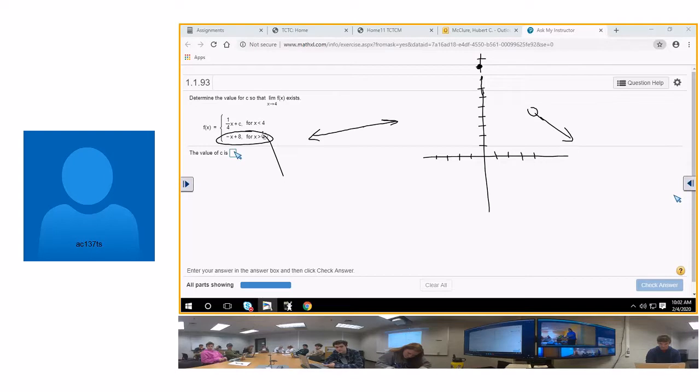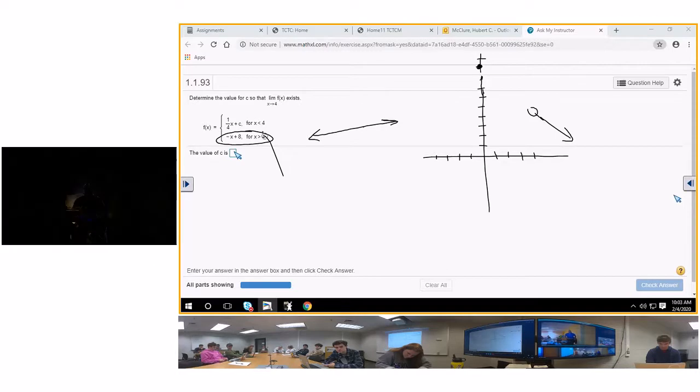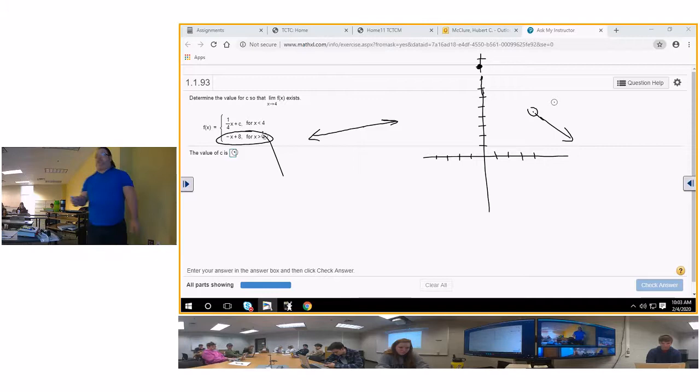So, what are you going to do here? Anybody got any suggestions? What is the value of c? It says determine the value for c so that the limit as x approaches 4 exists. So that means you've got a point here that exists, where these two lines meet at this point. Everybody see what I'm saying? They don't intersect, they converge. Does everybody see what that's saying?